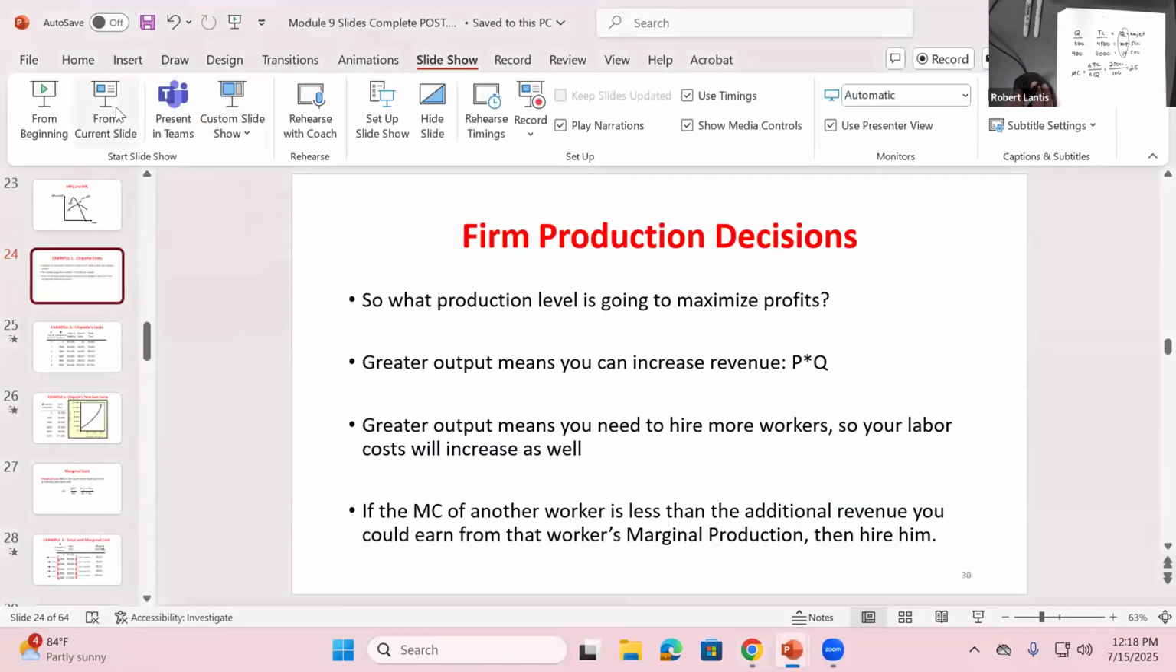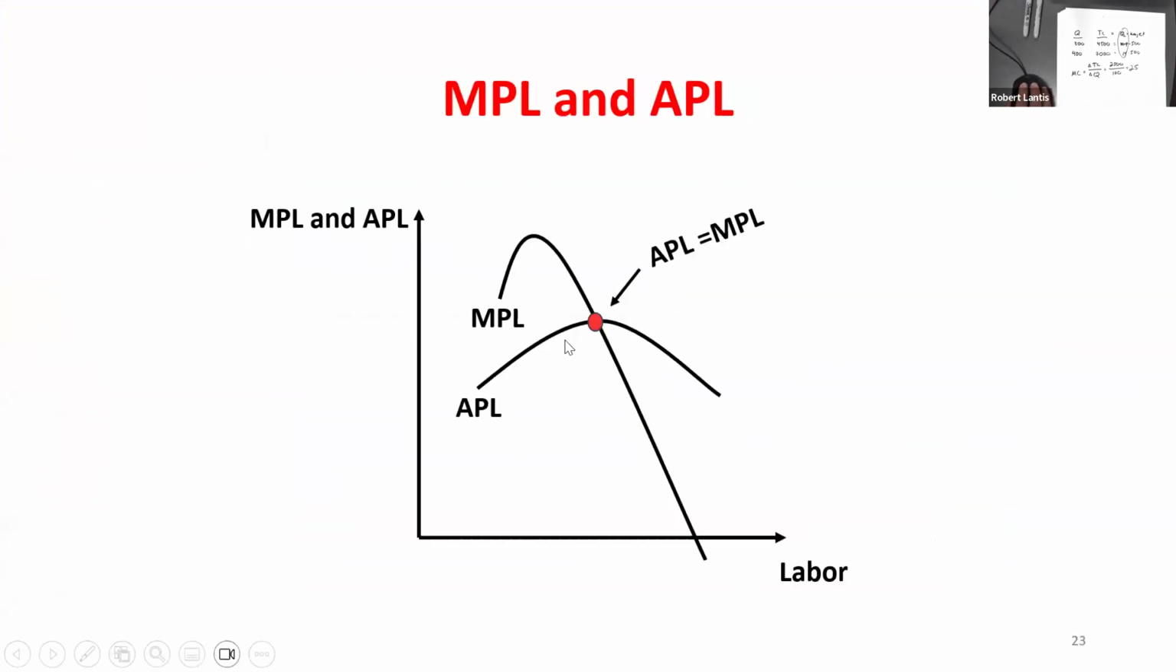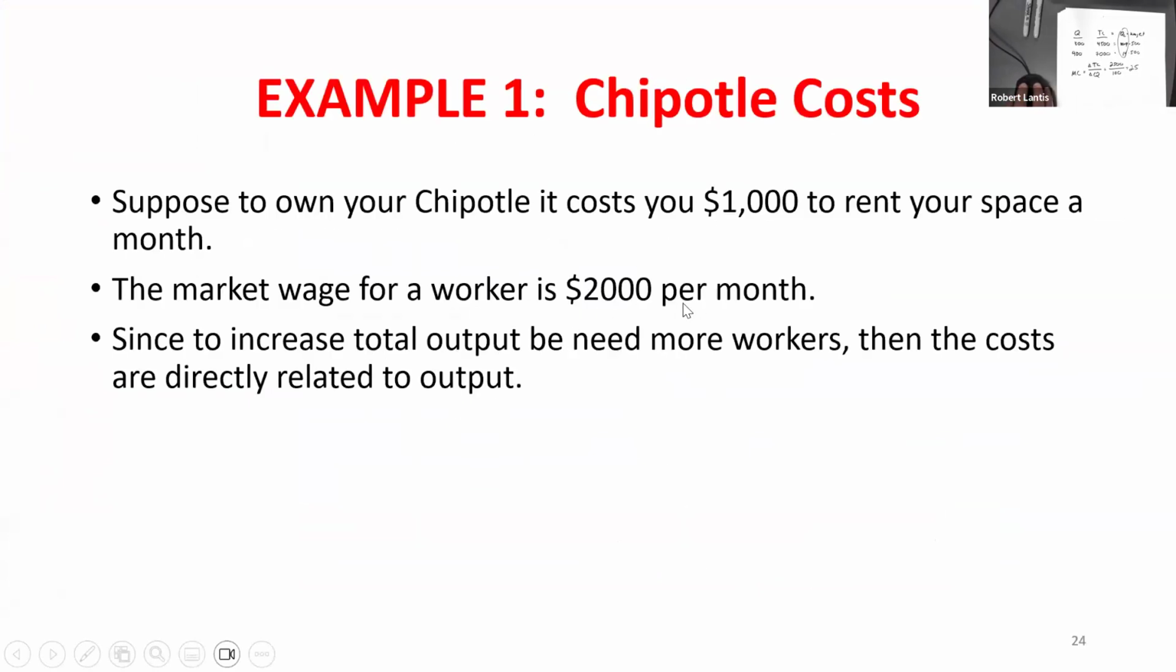So if we go back to our Chipotle example, we're not just going to have the cost of our labor, but we're also going to have the cost of renting the space as well. So let's add those two things in. So hopefully we now can see our marginal costs are somehow going to be related to the productivity of our workers. We'll extend this a little bit more. So now I've got this rental space cost of $1,000. The wage is not $500 for each worker, but it's $2,000 per month.